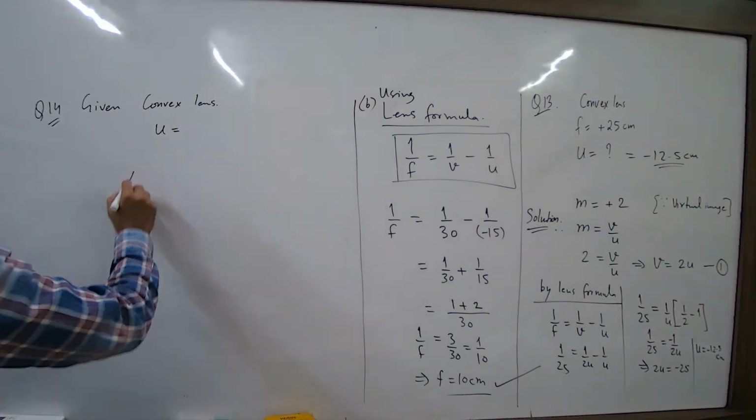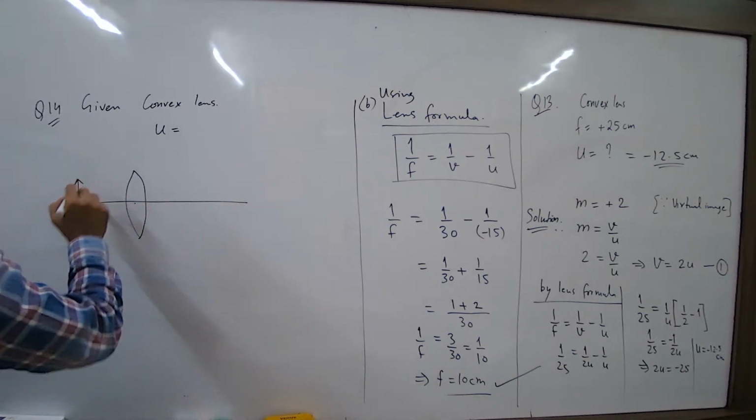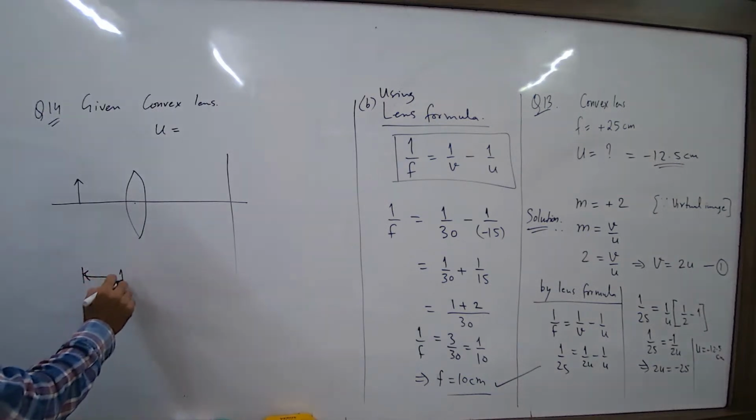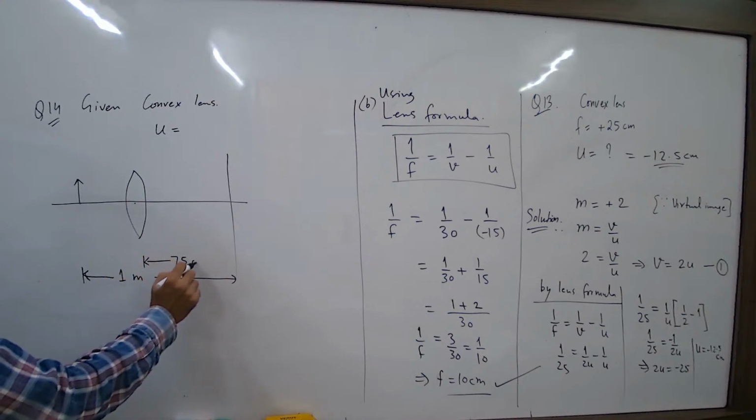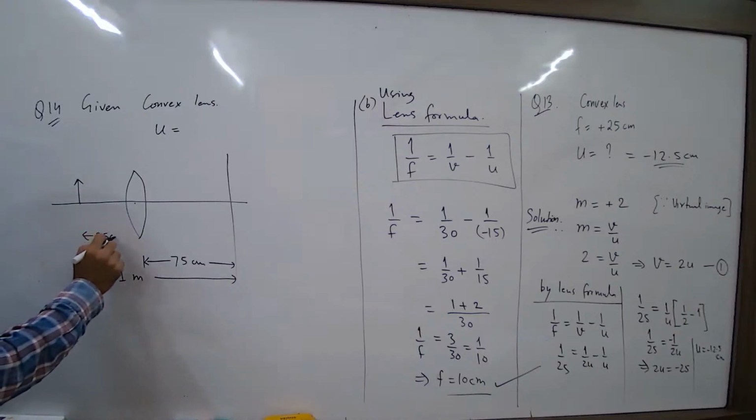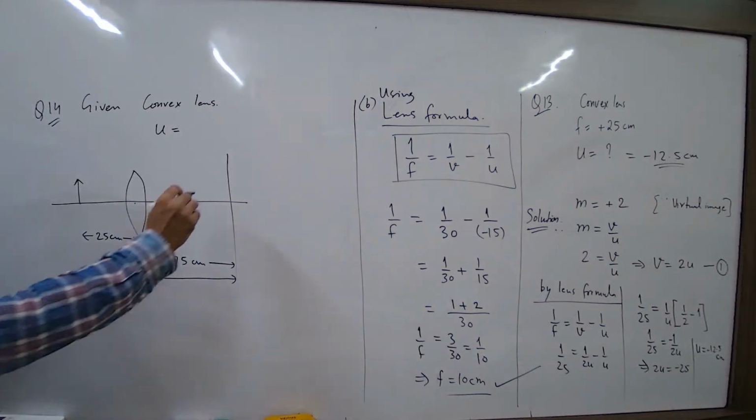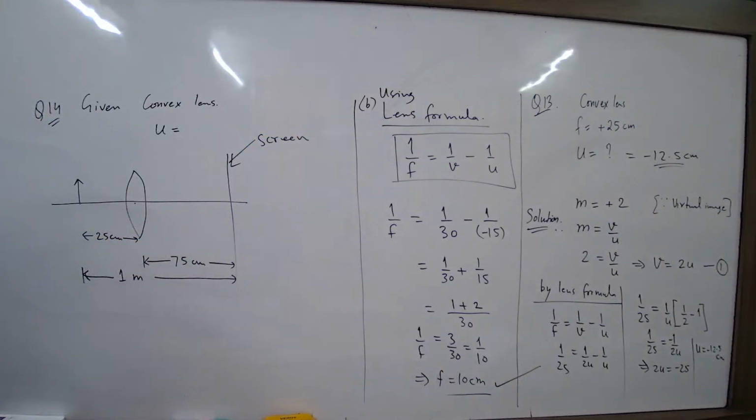So this is something like this. Let's say this is the object, and this is the screen, right? So this distance is 1 meter, and this distance is 75 centimeters. Got it? So where is the object kept? 25 centimeters. Alright? This is the screen here. Read the question again. This is the situation.